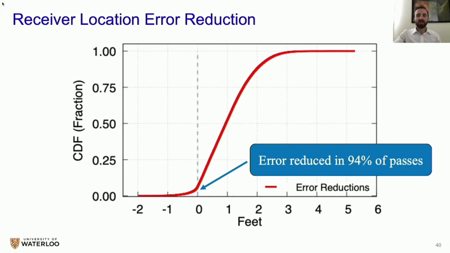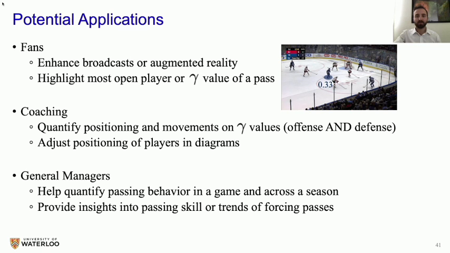Finally, we find that our model of expected movement reduces the error in receiver location in 94% of passes, and sometimes up to 5.2 feet. We would like to highlight various potential applications of our models at different levels of the game. For fans, our passing lane model could enhance broadcasts or augmented reality views to highlight the most open player or gamma value, as shown in this figure as an example.